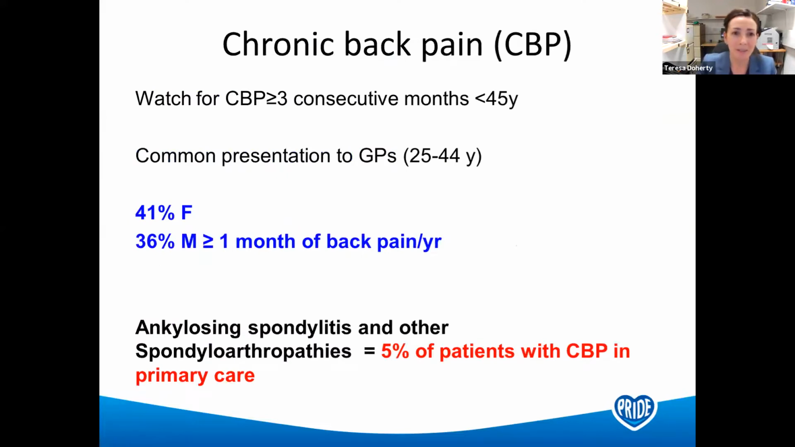So chronic back pain is any back pain that's been present for 3 or more months. It's important with regard to inflammatory back pain in less than 45-year-olds. That's the group we're most interested in capturing. It's very common, as you know, in primary care, and it's very common between the ages of 25 and 44. At some stage in their life, 41% of females will complain of 1 month of back pain, and 36% of males. So ankylosing spondylitis and the other spondyloarthropathies will account for 5% of chronic back pain in primary care settings.